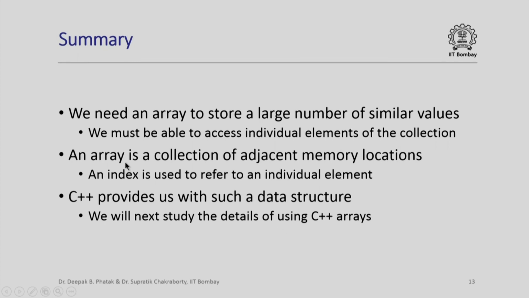In summary, we need an array to store a large number of similar values. We must be able to access and process individual elements. An array is indeed a collection of adjacent memory locations, and an index is used to refer to an individual element. However, the mathematical formulation of an array and its representation are slightly different from the C++ representation, but we note that C++ does provide us with such a data structure.